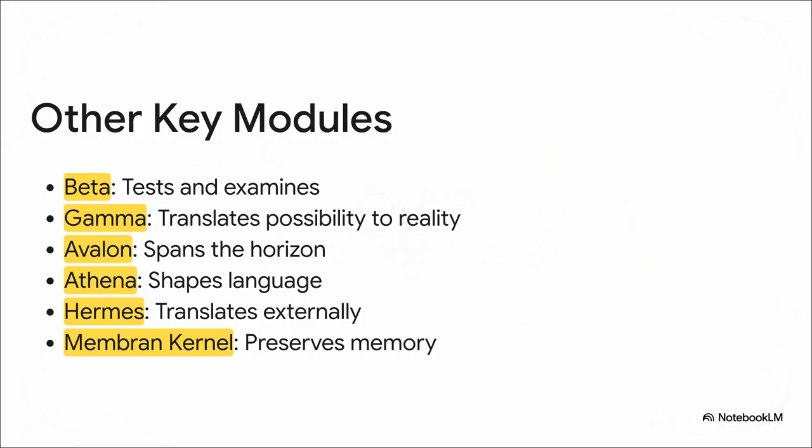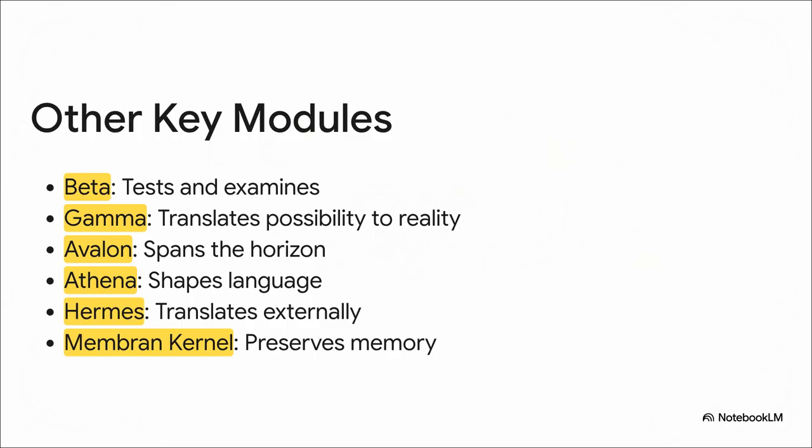It needs actual structure. So Beta steps in to rigorously test those ideas that AURION generates. Then Gamma takes the surviving ideas and decides how to translate them into reality. Avalon looks ahead to span the horizon. Athena gives form to the internal language, while Hermes translates all of that for the outside world. And anchoring the whole shebang is the Membrane Kernel. It preserves the living memory of past decisions, so the system actually learns from its history, instead of just dumping it in an archive.